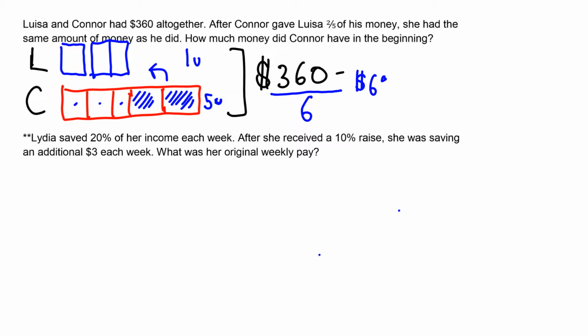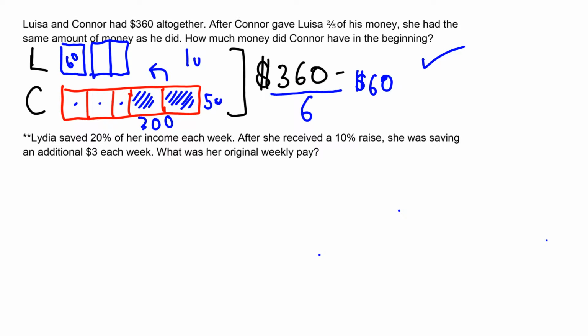So, there's our 60. Now, once we know that each unit is worth 60, that means that we can figure out that Mr. Connor here started with 5 units worth 60, so he had a total of $300 to start. That also tells us that Louisa started with 60. Now, in order to make sure that our answer is reasonable and looks right, I'm going to take the total amount that Louisa started with, 60, and I'm going to add it to Connor's 300. They started off with 360 bucks, 360. It looks reasonable. It definitely looks right. We can move on to the next problem.